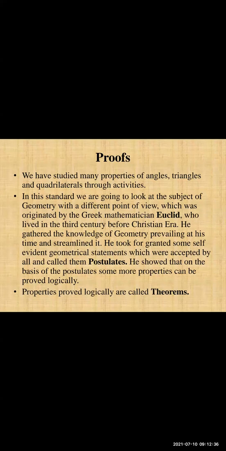Euclid was a great Greek mathematician who lived in the 3rd century of the Christian era. He gathered the knowledge of geometry prevailing at his time and streamlined it. He properly set up all the properties and theorems. He took for granted some self-evident geometrical statements which were accepted by all and called them postulates.